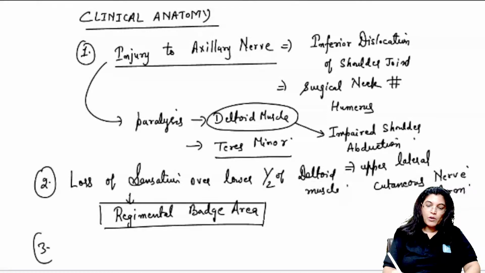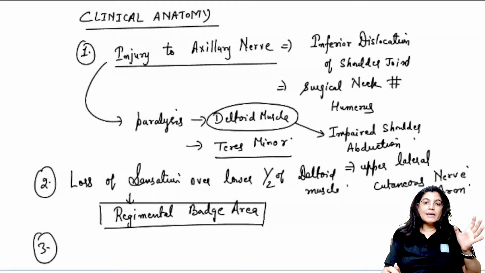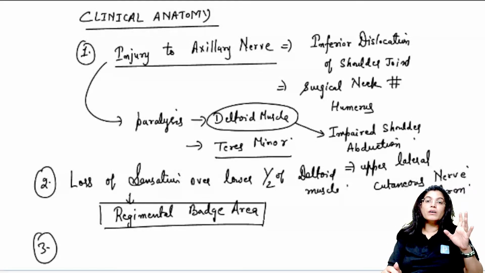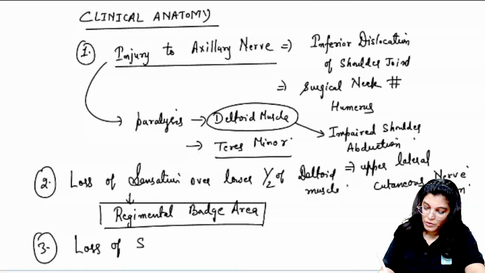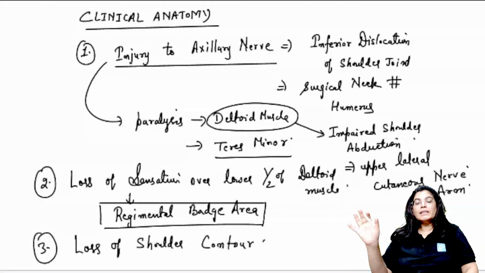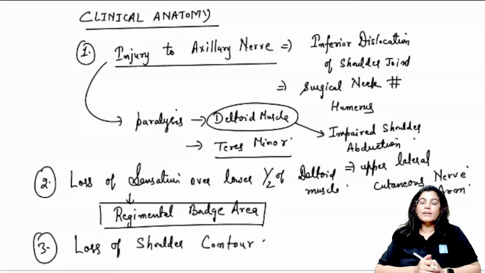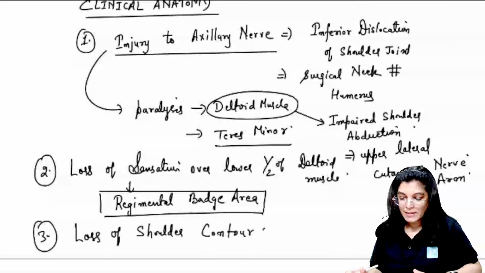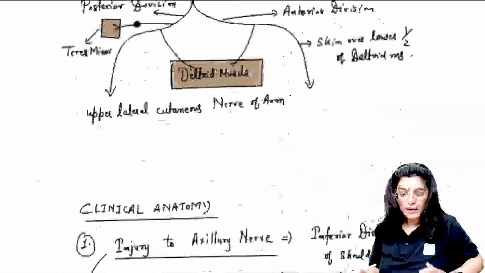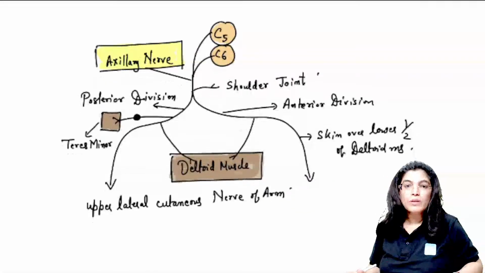The third important point is that in a long lasting case of axillary nerve injury, deltoid muscle atrophy can lead to loss of shoulder contour. So these are all abnormalities related to axillary nerve injury. So done with this. With this we come to the end of the session.